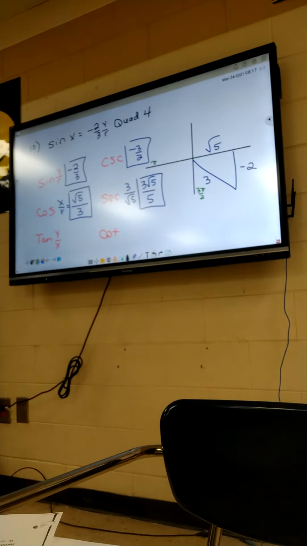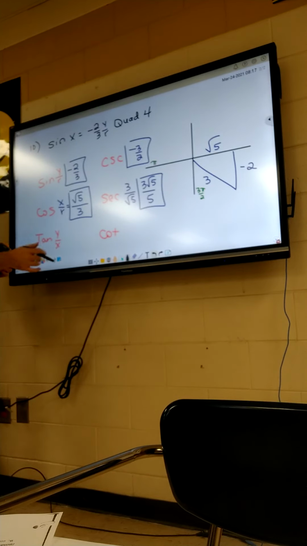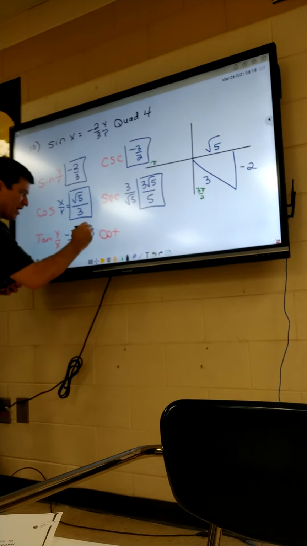All right, see if y'all can find tangent. It's y over x. See if y'all can do that one. All right, so my y-axis is up and down. That's negative 2. My x is root 5. All right, Tyler, can I leave it like that? No. Nope, so let's plug it in. Negative 2 over root 5. I got negative 2 root 5 over 5.